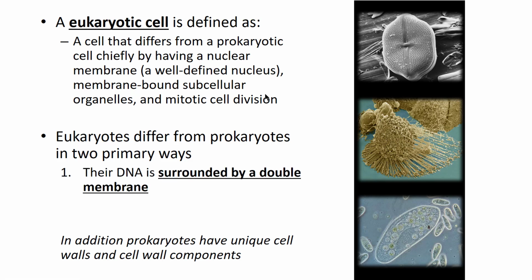Now, to put that into 2 bullet points, sort of summarizing the definition in a different way, eukaryotes can be described in 2 distinct ways from prokaryotes. Their DNA is surrounded by a double membrane. That is the nucleus here. And then they contain cellular organelles, membrane-bound subcellular organelles from the definition. So taking that definition and parsing it out into 2 bullet points there, those are the 2 general distinctions that apply at the highest level.